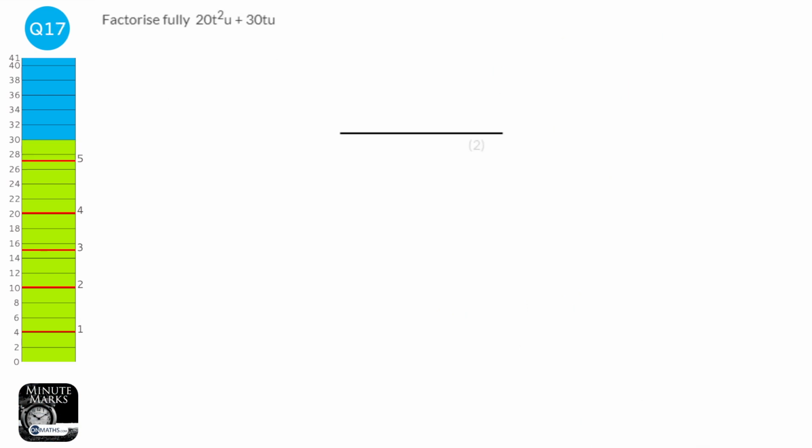So factorise means to put it into a bracket, and it looks like it's a quadratic here. But it's actually just a linear factorising because we don't have a number term. So we're going to just use one bracket for this. And looking at these terms, I'm going to focus first on the numbers. So 20 and 30, I can divide both of those by 10. And that will leave 2 and 3. So that's the numbers done.